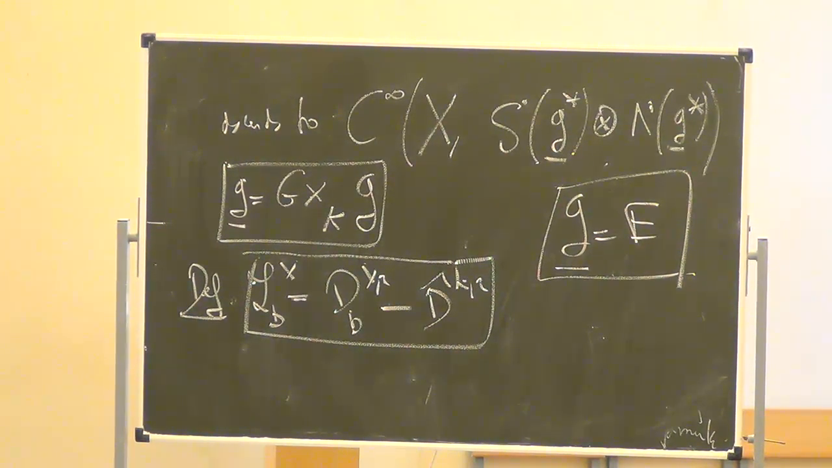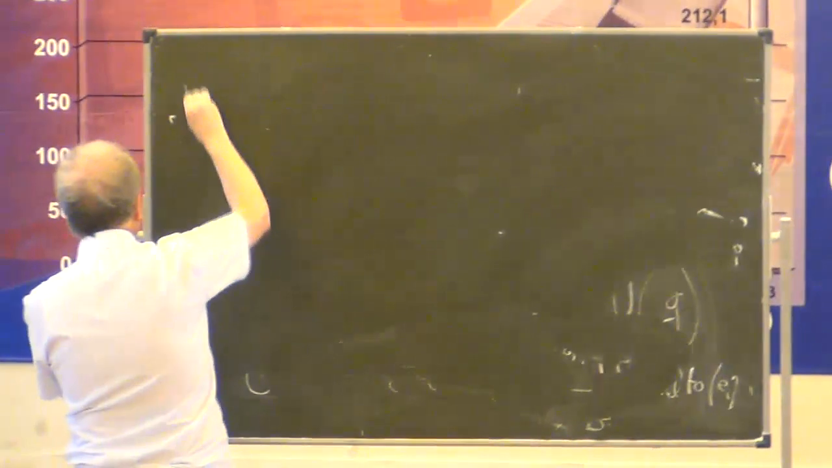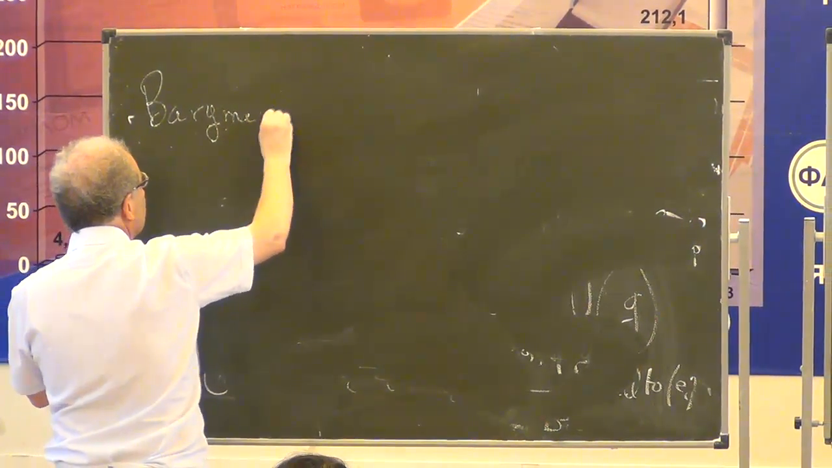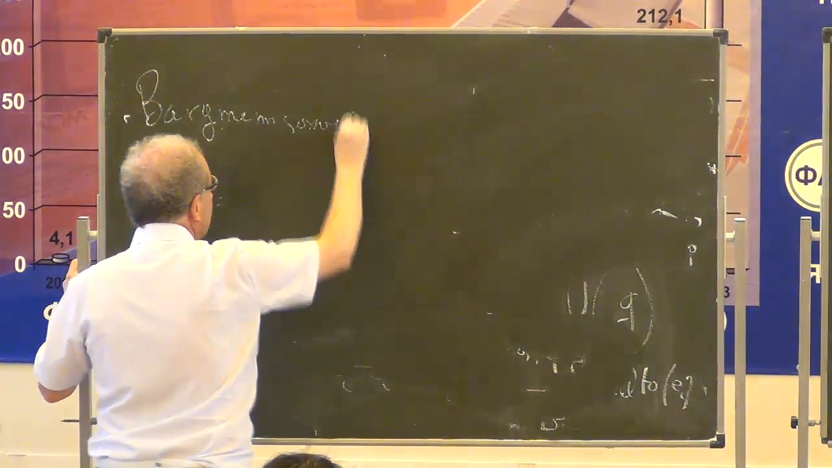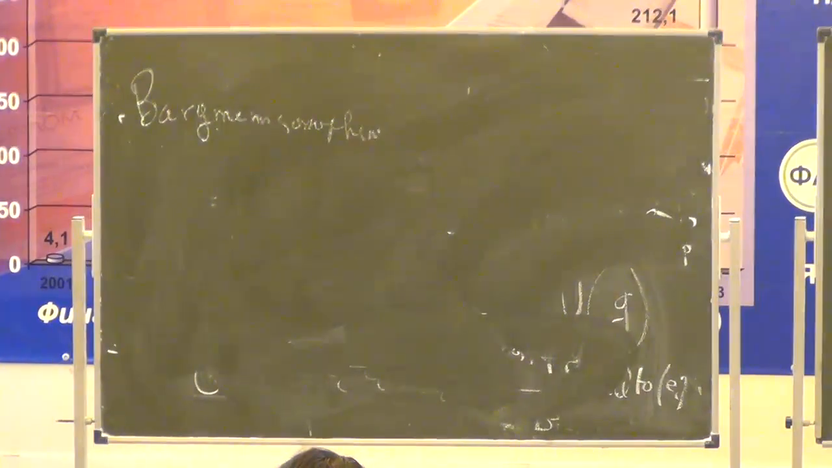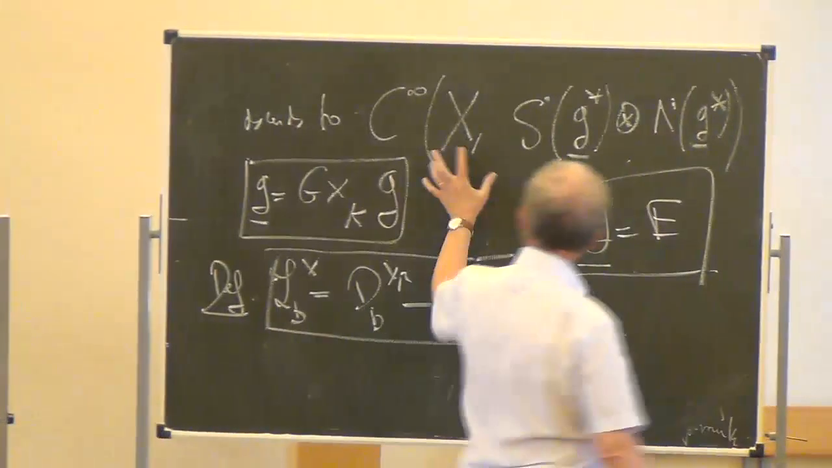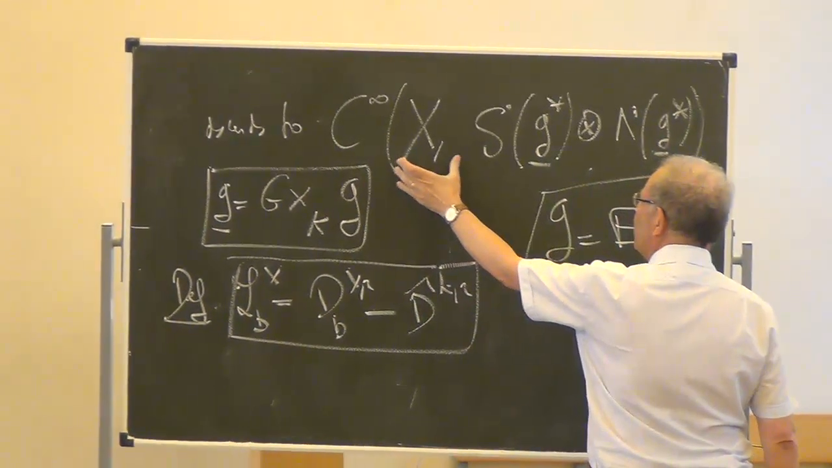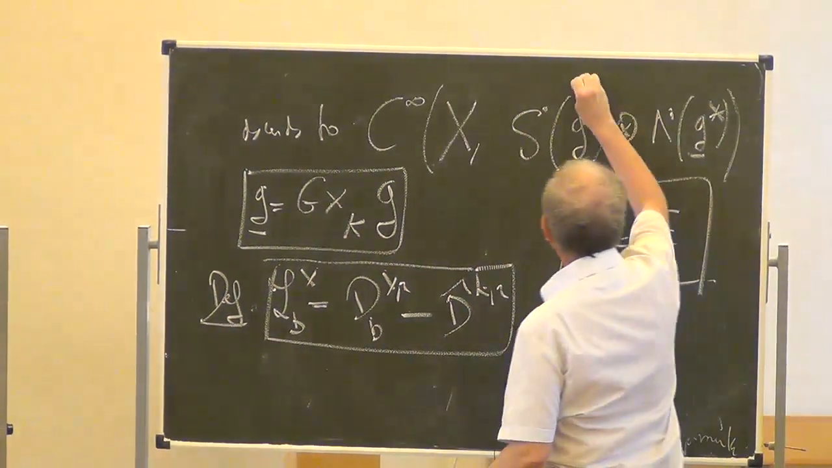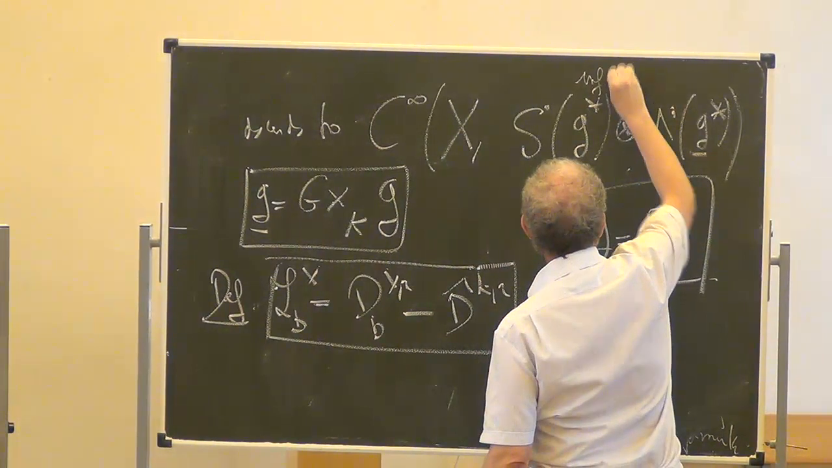So, let me just give the structure of this operator. We will use the Bargmann isomorphism. This space is a space of sections over the symmetric space X of an infinite dimensional vector bundle.